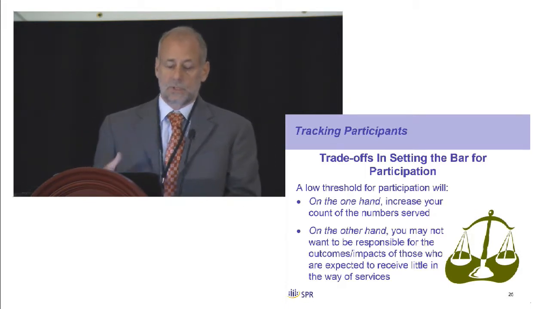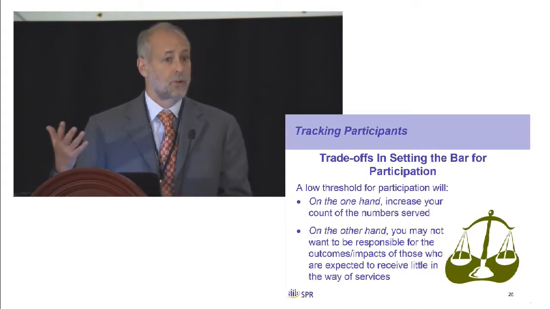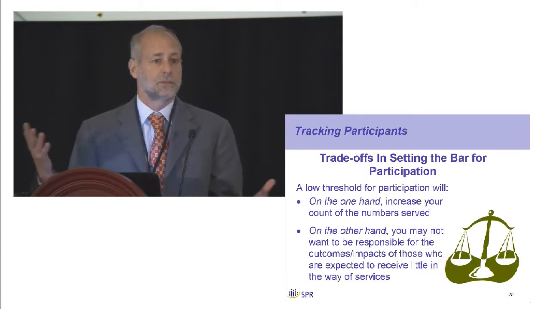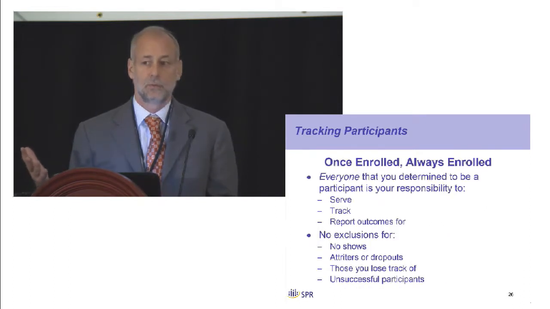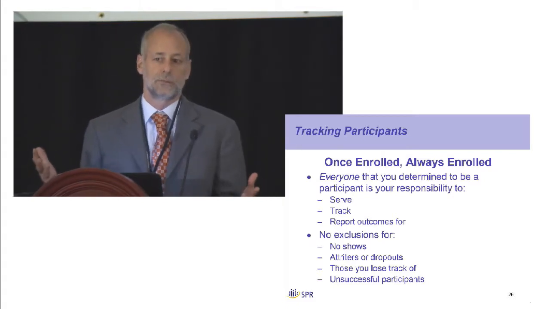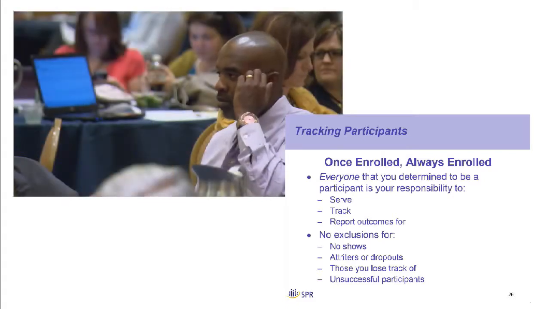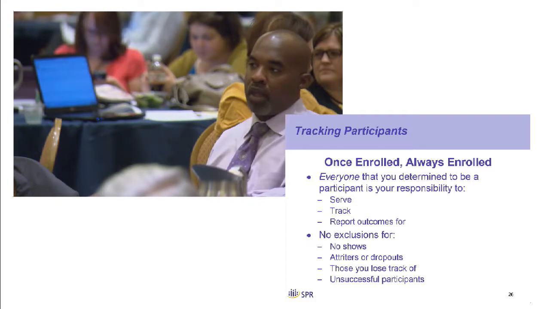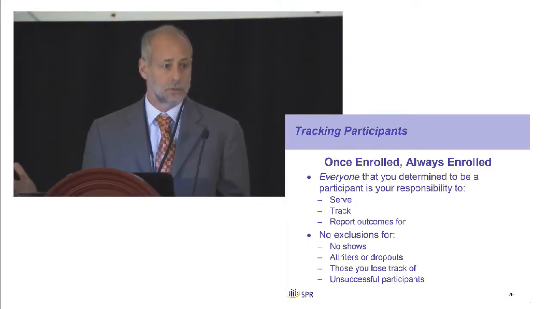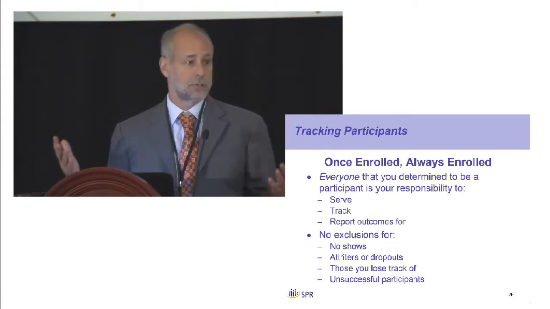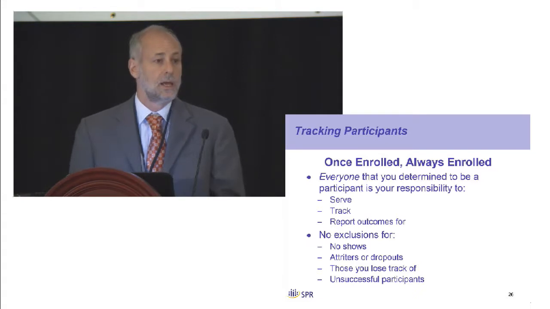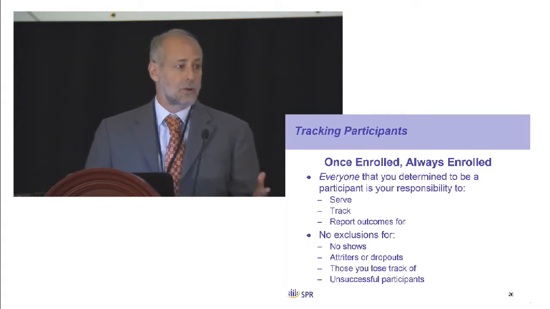And that brings me to this point, that once enrolled, you're always enrolled. Once you become a participant, there's no backing that person out. If you want to have a rigorous evaluation, you have to have this clear point of demarcation for when someone becomes a participant. Then they're a participant in your program, and they are your responsibility, first off, to serve, of course, but also to track. You need to track their services, their outcomes, and so on. And there are no exceptions.